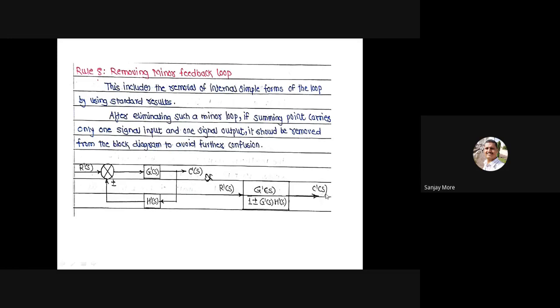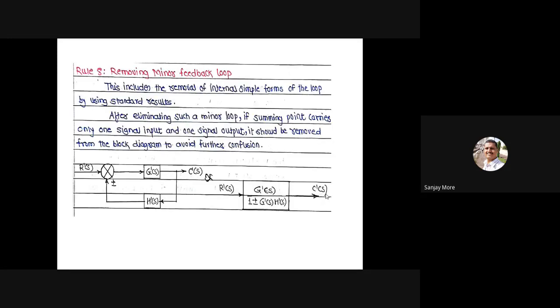Okay. So this includes the removal of internal simple forms of the loop by using the standard result. And after eliminating such a minor loop, if the summing point carries only one signal input and one signal output, it should be removed from the block diagram to avoid further confusion. Okay, so draw and write down. Rule number 8, this is the last rule of reduction of block diagram. Draw it and write down.